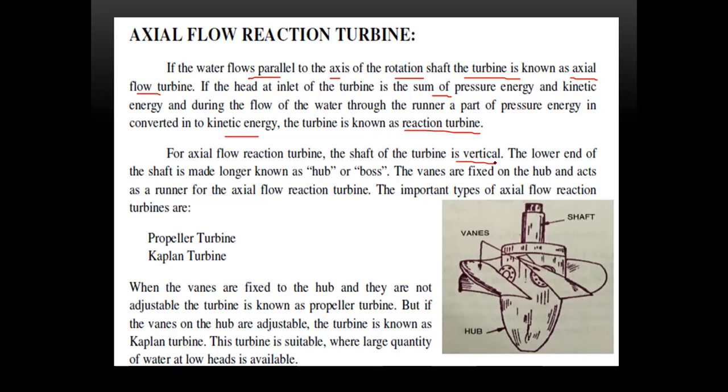In the axial flow reaction turbine, the shaft should be vertical, just like a propeller, right? The shaft should be vertical. The shaft of the turbine is vertical. The lower end of the shaft is made longer, known as a hub.